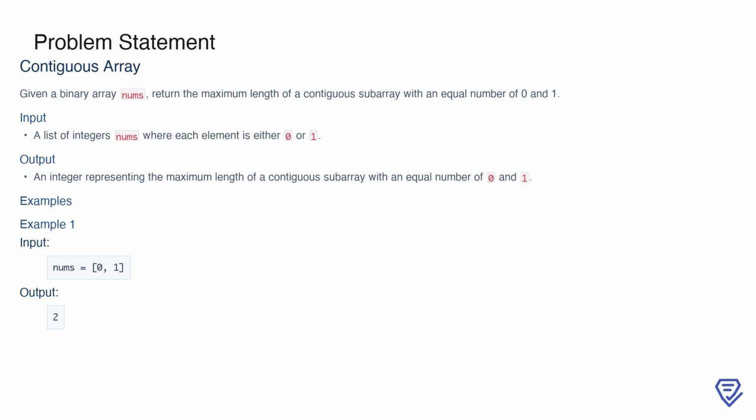For the input, we are provided with a list of integers where each element is either a 0 or a 1. The output is a single integer that represents the maximum length of such a subarray. For example, if the input array is 0, 1, the output would be 2, since the entire array itself already has an equal number of zeros and ones, and its length is 2.